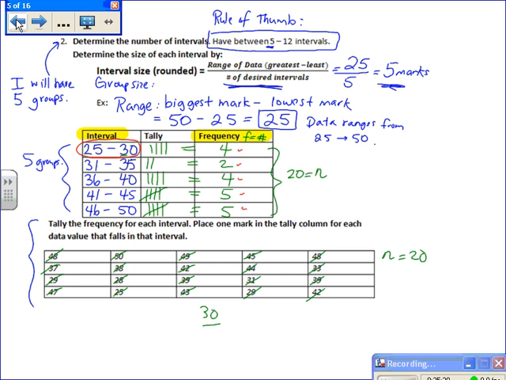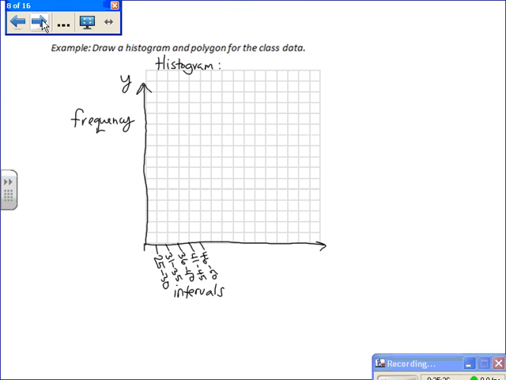I recognize that I only have to go up to 5, so I'm just going to start at 0 because I'm not pressed for space here. So let's go ahead and say on my y-axis, I'm going to make each one of these equal to 1. So 1, 2, 3, 4, and 5. Okay, and now I'm going to create a bar graph.